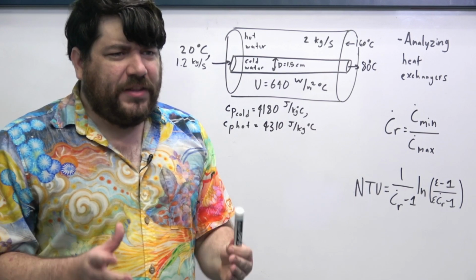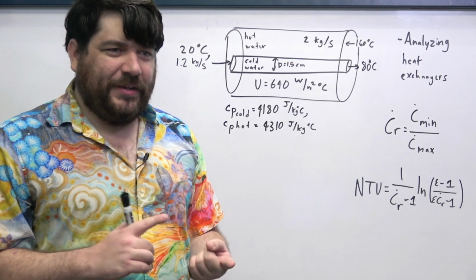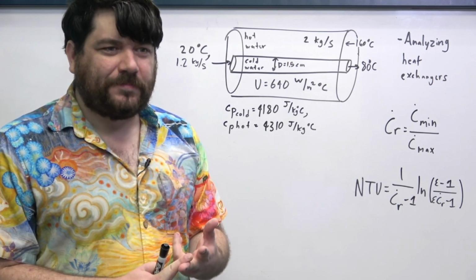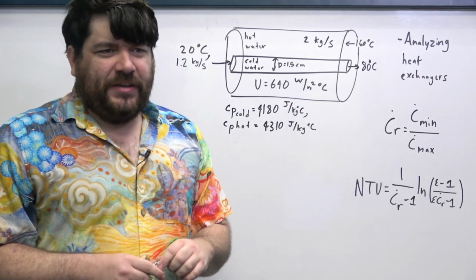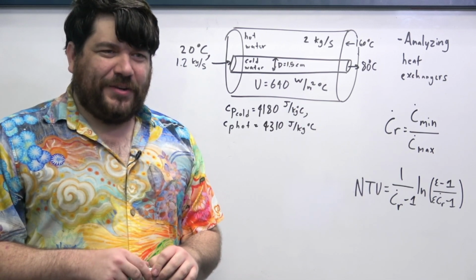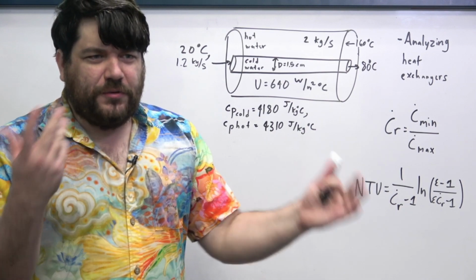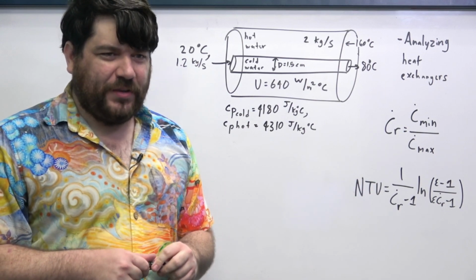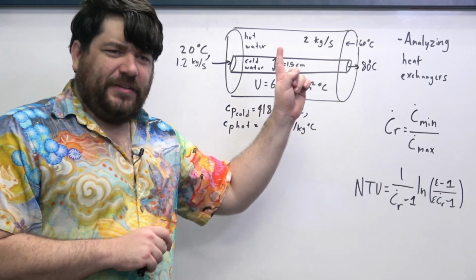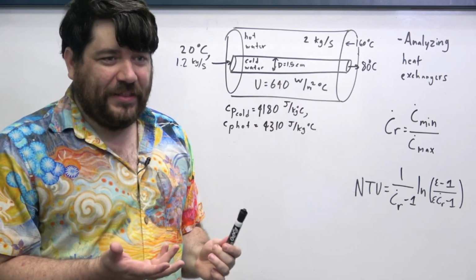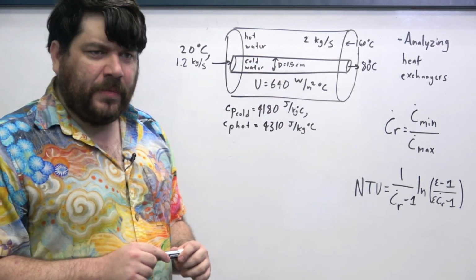And that really only matters from the perspective of the calculations that we're going to do, both for relating NTUs to efficiencies and heat capacity ratios, as well as whether or not we need a correction factor for calculating the heat transfer rate through the heat exchanger using that delta TLM equation that we saw before. But the point is, this is a counterflow heat exchanger because of the way that it's set up physically, that the liquids are flowing opposite to each other.